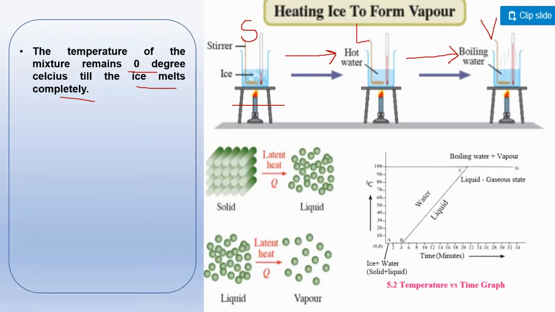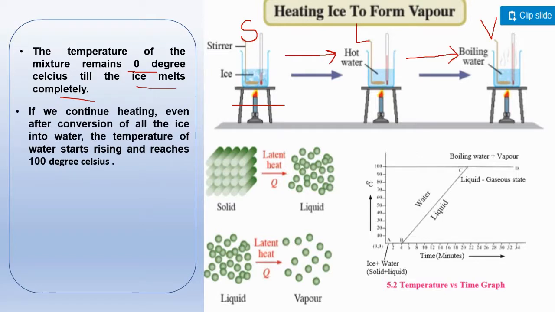Now when the ice melts completely, what happens? The ice has turned into water, that is the liquid phase. But we still continue heating the water, right? So even after conversion of all the ice into water, the temperature of the water starts rising and reaches 100 degrees centigrade. Naturally the temperature of the water will increase, and it will reach 100 degrees centigrade.